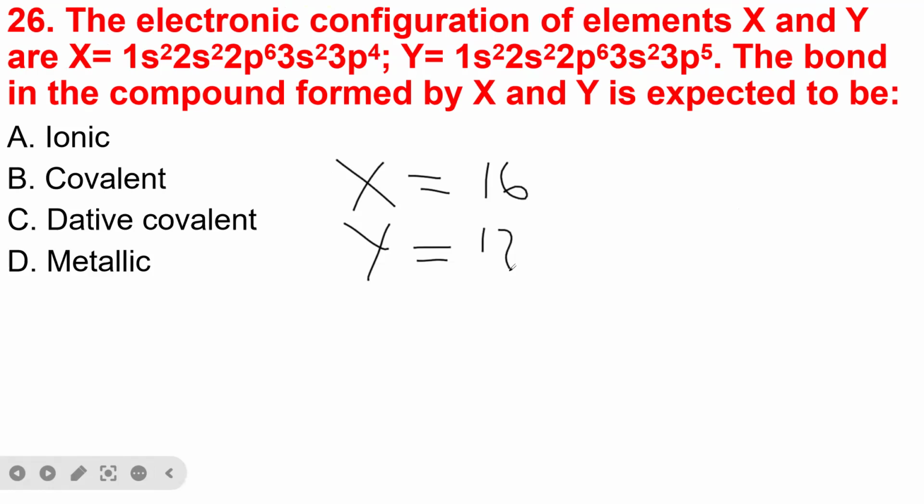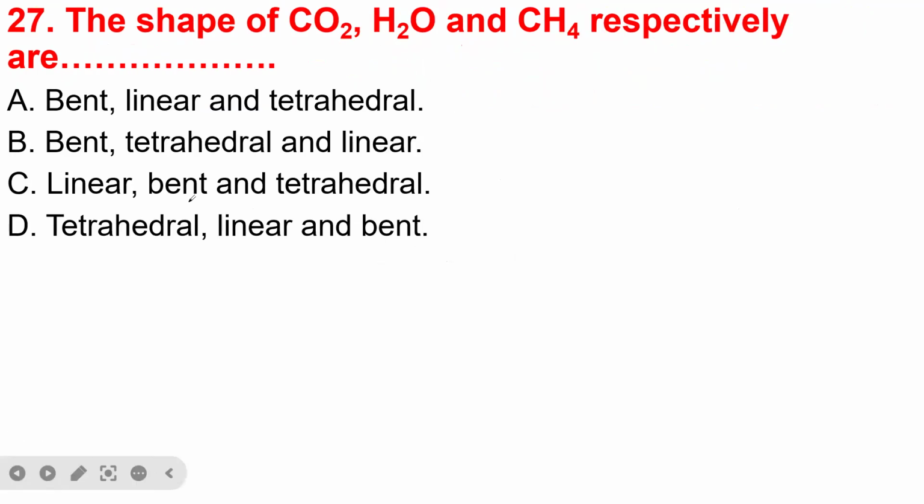If you look at all these, they are non-metals. The type of bond that usually occurs between non-metals to form a molecule or compound is covalent bonding. Because they are non-metals, they don't easily give electrons; rather, they share electrons. So X and Y, in this case, are non-metals and they are going to share electrons to form a molecule. So the answer to this question is covalent bond. So the answer is B.